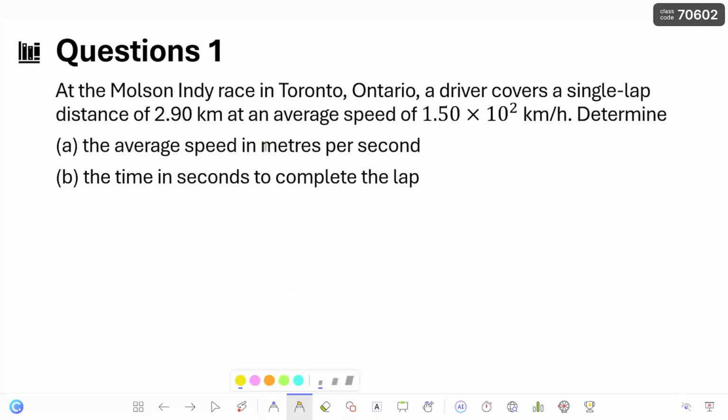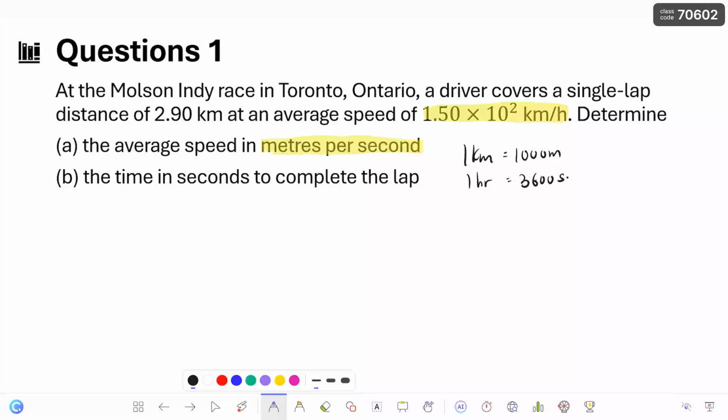The question requires us to convert the average speed to meters per second, and the question gave us the average speed in km per hour. Therefore, we need to convert km/h into m/s. Before we start to convert the unit, we have to understand the conversion rates from km to meter and from hour to second. So 1 km is equal to 1000 meters, and 1 hour is equal to 3600 seconds.